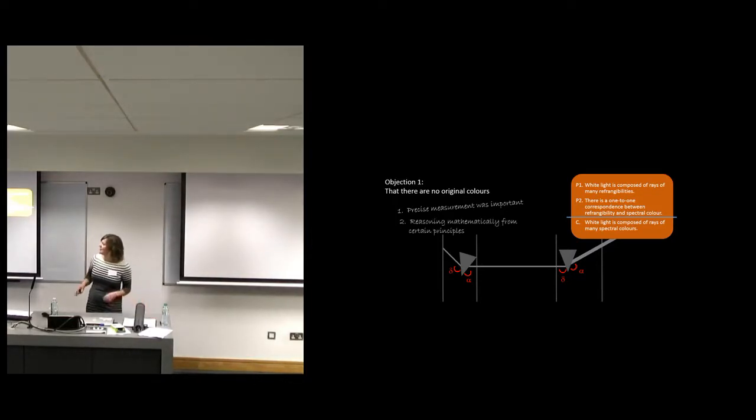Right, and we also see that he's reasoning mathematically from certain principles. So he sees that this is a certain first principle that he has established experimentally, and from there he's able to reason without epistemic loss to this conclusion.